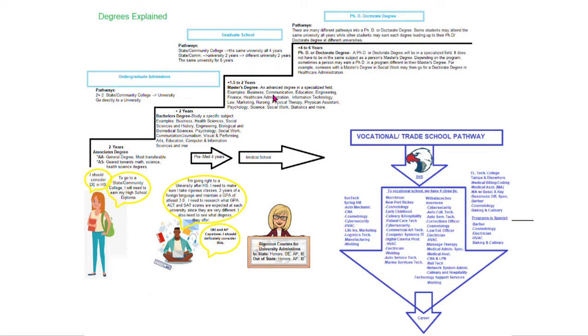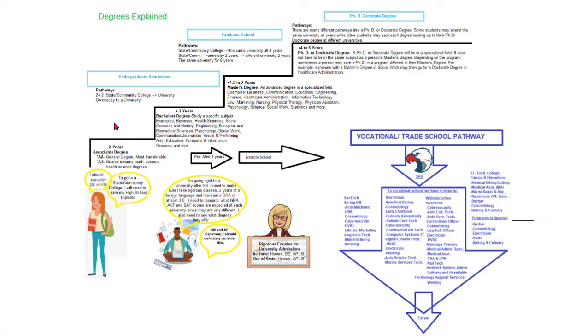So just my story, I did my Associate in Arts and Associate in Science at Pasco Hernando State College. Then I transferred to St. Leo University, and then I transferred to Florida State University. So I kind of jumped around a little bit, whereas somebody else might just go to FSU for their entire education.